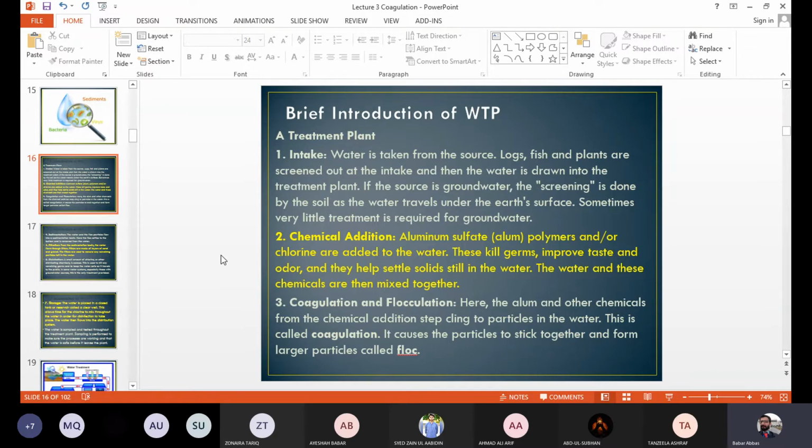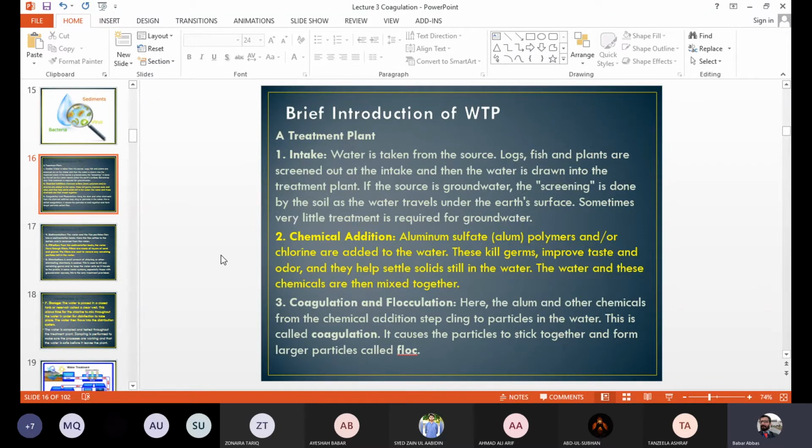After that, we have the chemical addition of aluminium sulfate. That's why we discussed chemical reactions and chemical reactors in the previous discussion. Aluminium sulfate, commonly known as alum, polymers, and chlorine are added into the water. These kill germs, improve taste and odor, and help settle solids still in the water. The water and these chemicals are then mixed together.